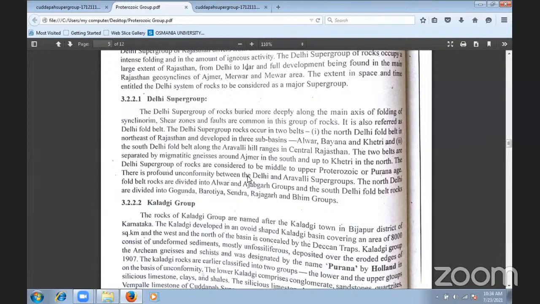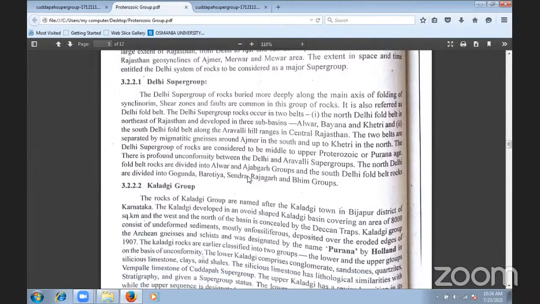The North Delhi fold belt rocks are divided into the Alwar and Ajabgarh groups. And the South fold belt rocks are divided into the Gogunda, Kumbhalgarh, Sendra, Rajgarh, and Bhim groups.